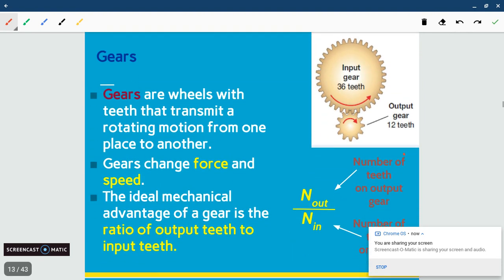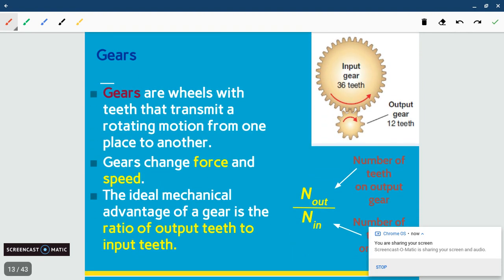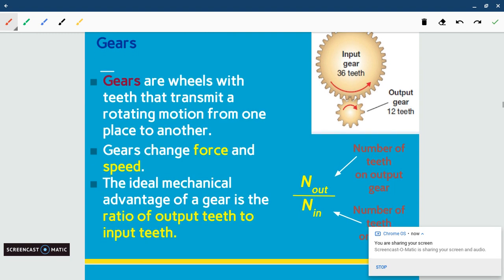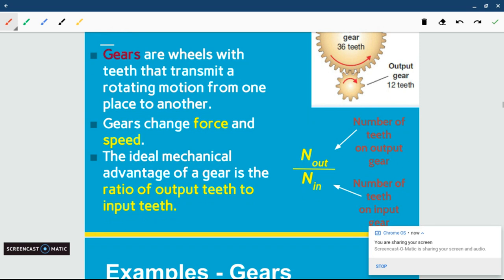So if I go down to gears, gears are ones where you have wheels working together, but they have teeth, and those teeth grip together. They can transmit motion from one spot to another. They can increase your force. They can decrease your force, depending on which one is considered the input and which one is the output.